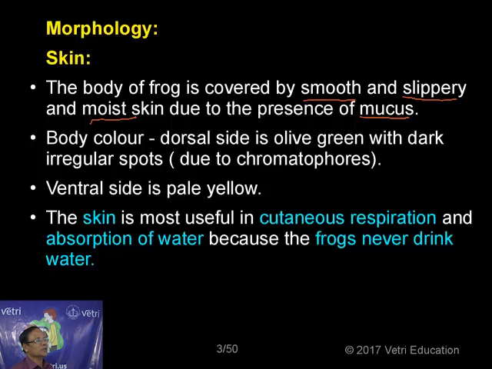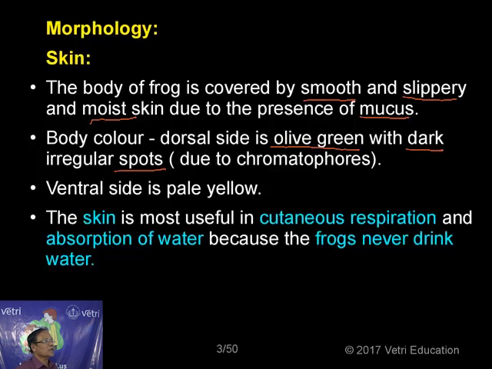Now what is the nature of the body color? As I mentioned earlier, the body color is normally olive green, with dark irregular spots, not having any specific shape or outer edges. They are scattered all over the body. That's why the name is given tigerina.